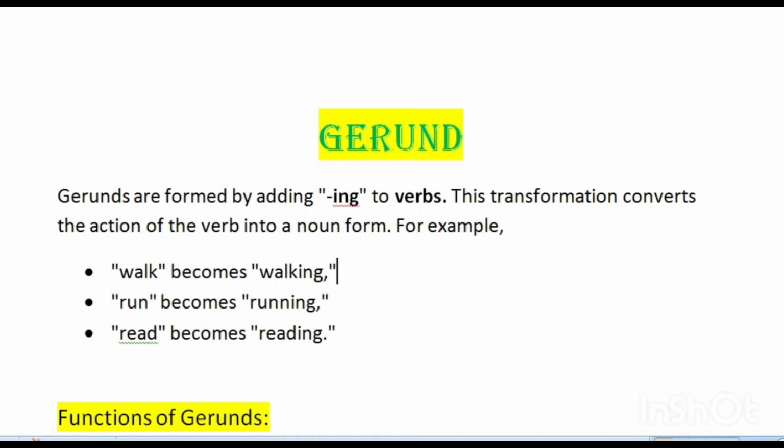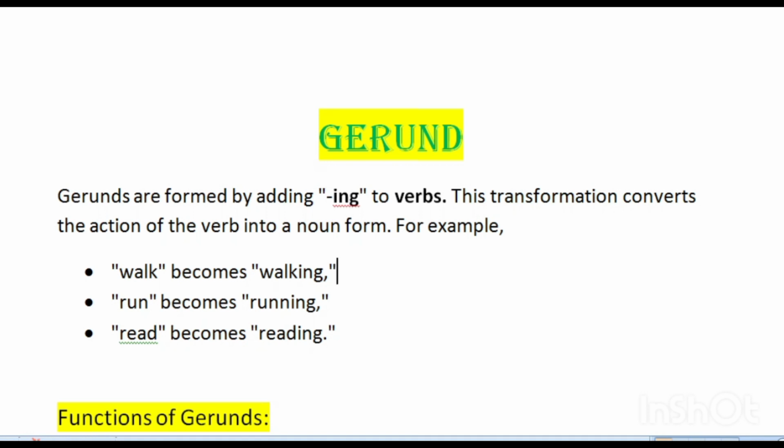Gerunds are formed by adding ing to verbs. This transformation converts the action of the verb into a noun form. One thing we have to know, two things. First thing, the verbs are added with ing to make a noun. Got it? When we add ing to a verb and use it as a noun in a sentence, then it is a gerund and it is a noun. Otherwise, when we add ing to a verb, it is not a noun. Got it? The transformation converts the action of the verb into a noun.